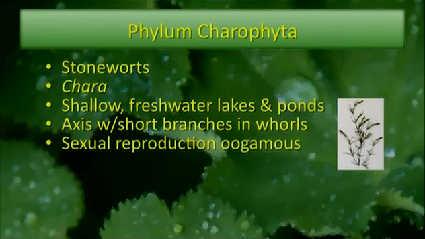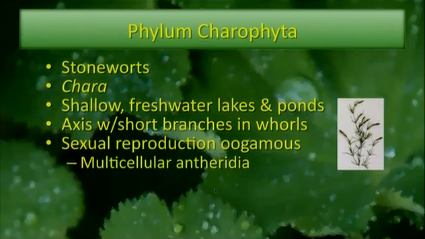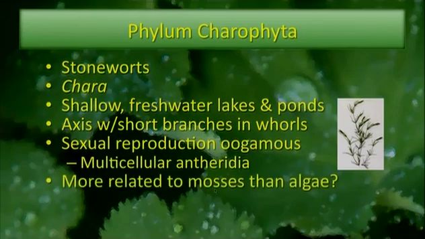They have a multicellular antheridia, which makes them different from the other kinds of organisms that we've seen so far. They also have other features of vegetation and reproduction that are more complex than those of other green algae. So some botanists question whether they're more related to mosses than they are to algae, even though they're placed in the kingdom Protista for our purposes.